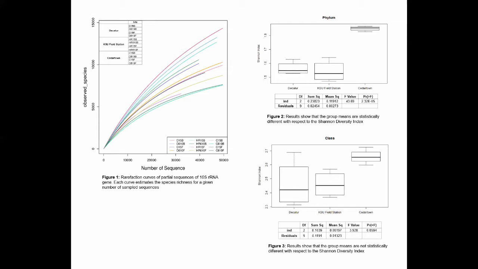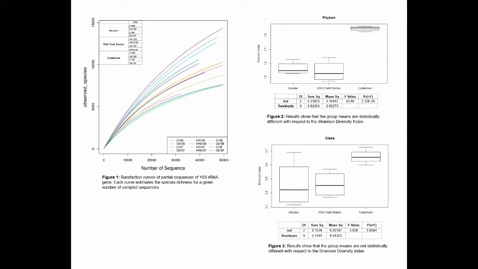The rarefaction curve in figure 1 shows the curves of partial sequences of the 16S ribosomal RNA, where each curve represents, or should I say, estimates species richness. Because each of these curves is nearing the asymptote, it is safe to say that the sampling at each location is sufficient for estimating the microbial diversity.